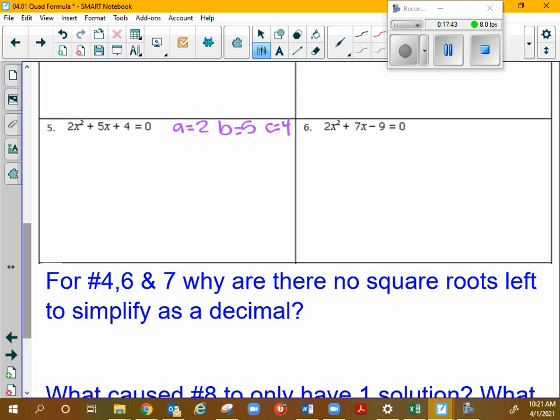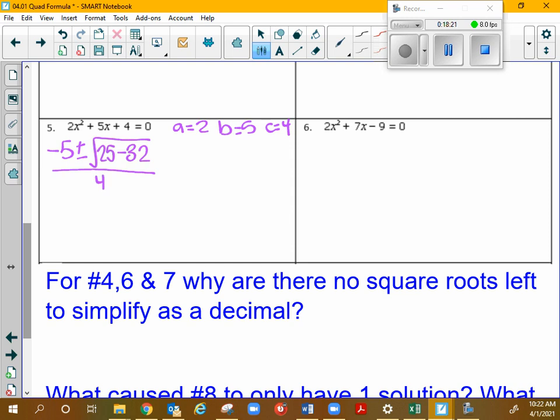If there's ever a GCF, you can back it out, but you don't have to for the quadratic formula. You can just plug in and do it. All right. So, negative b plus or minus the square root of b squared, 25 minus 4 times a, a times 4, negative 32, over 2a. So what's my denominator?